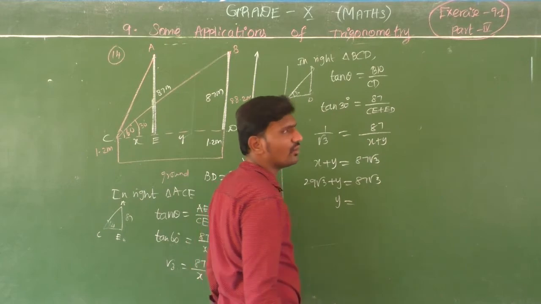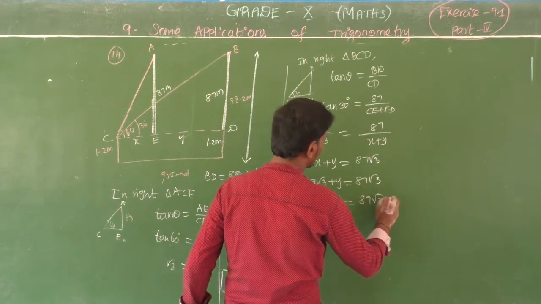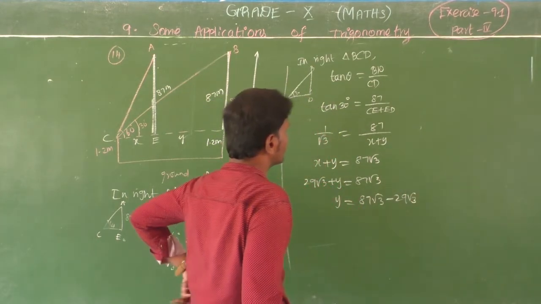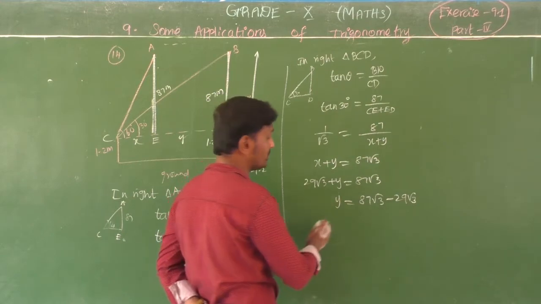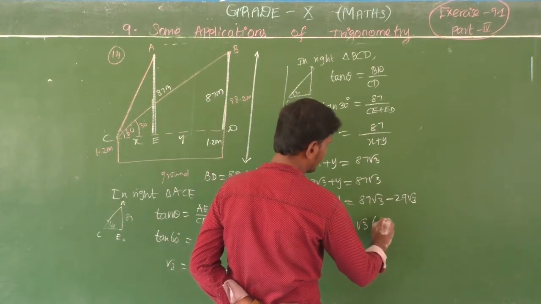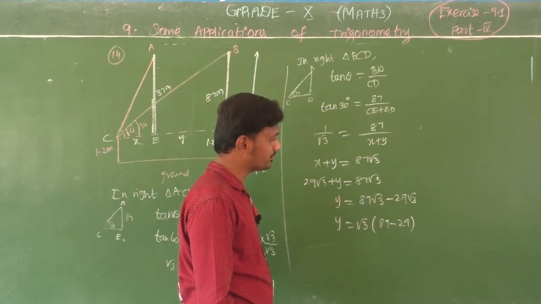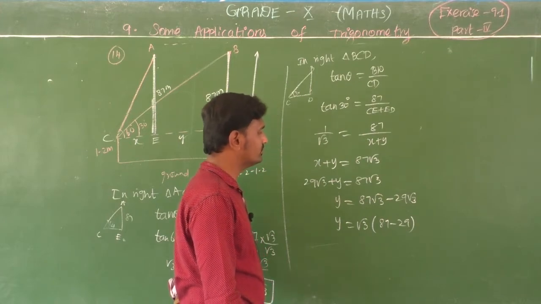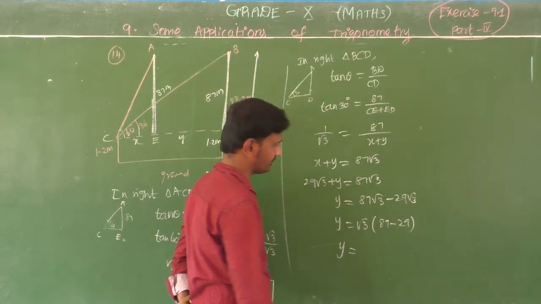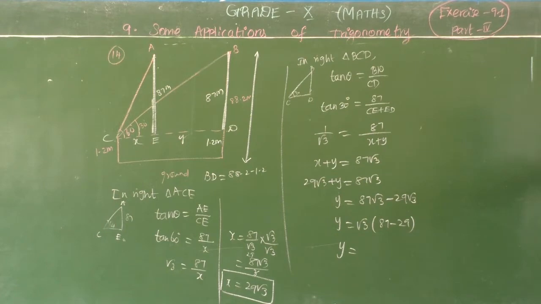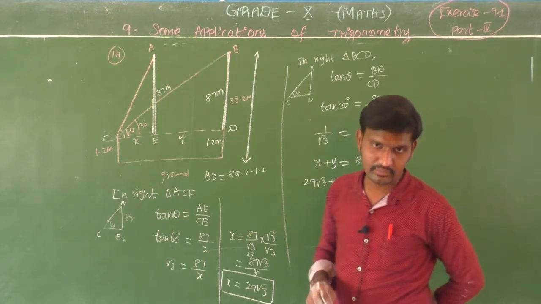Now I need only the value of Y, which equals 87 root 3 minus 29 root 3. Here on both terms, root 3 is common. So 87 minus 29. Now what will come? The value of Y is 87 minus 29, which is 58. So 58 root 3.